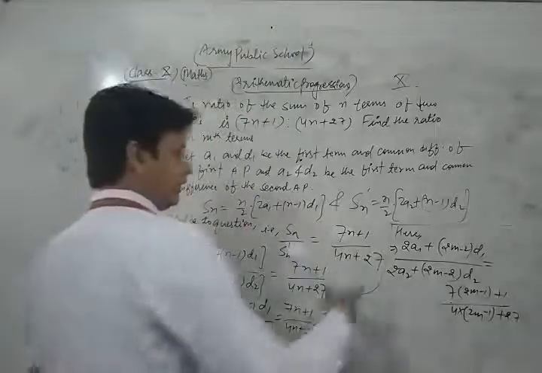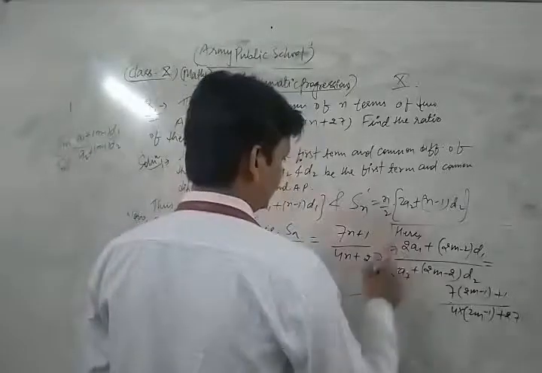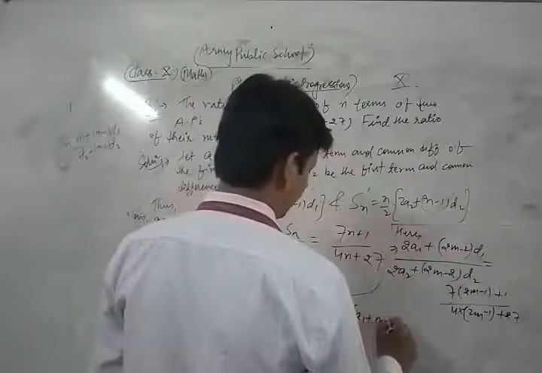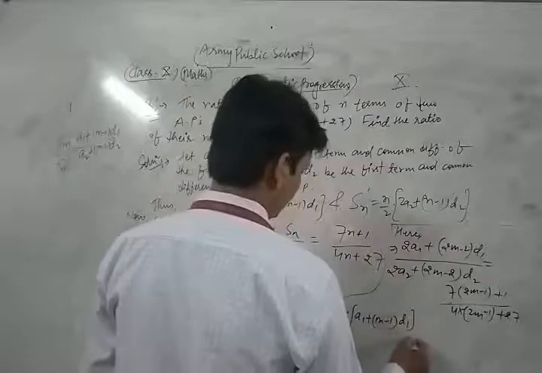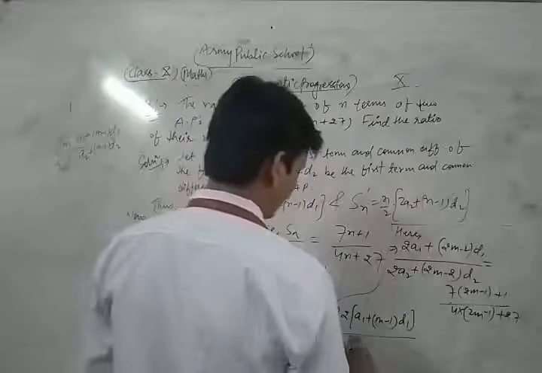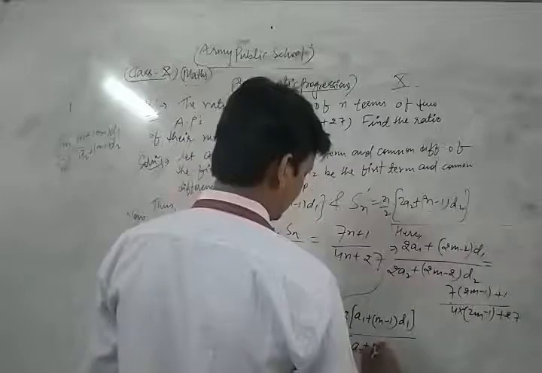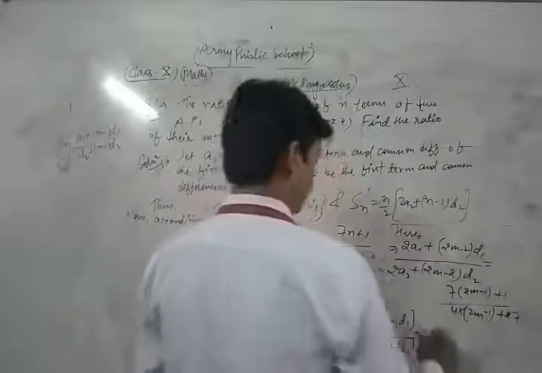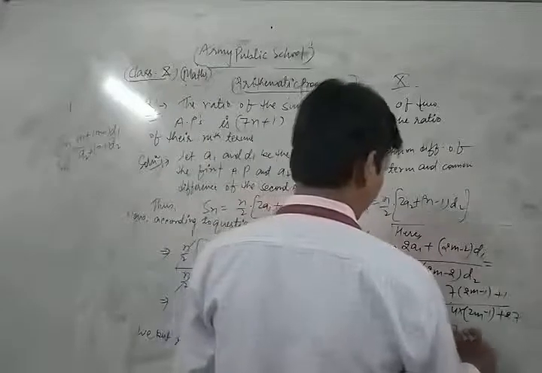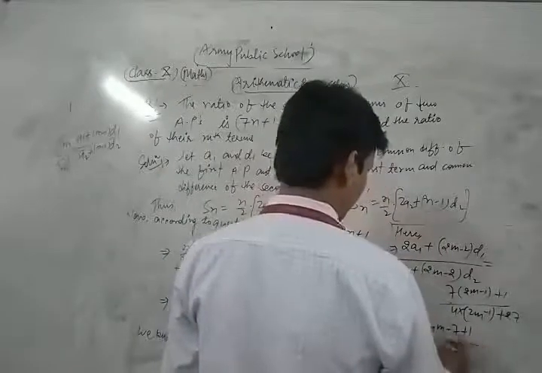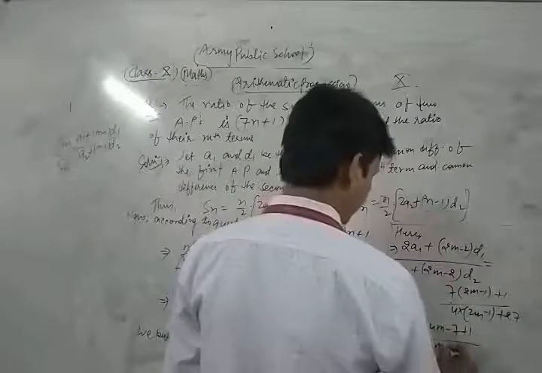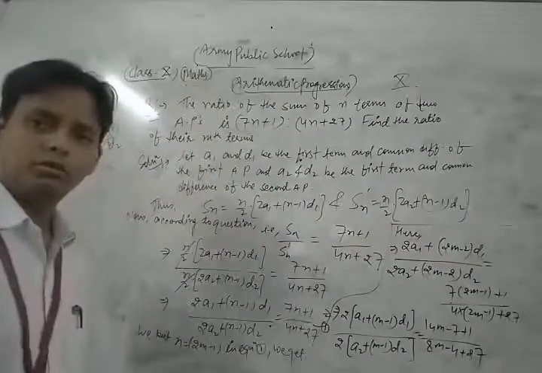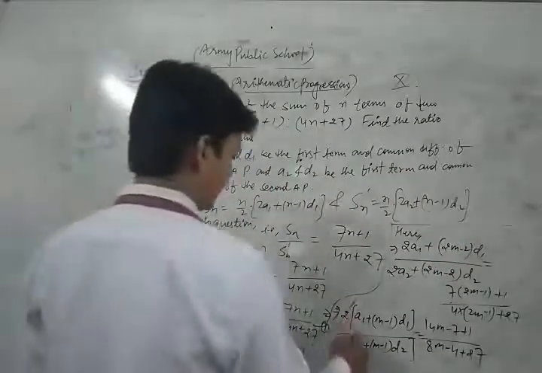Okay, now we simplify them. From the numerator we take 2 as common, so we get a1 plus (m minus 1) into d1. From the denominator we take 2 as common, so we get a2 plus (m minus 1) into d2. Now we multiply this 7 to the (2m minus 1) plus 1 upon 4 to the (2m minus 1) plus 27, which is 14m minus 6 upon 8m minus 4 plus 27. Now we simplify them. Here 2 and 2 cancel each other.